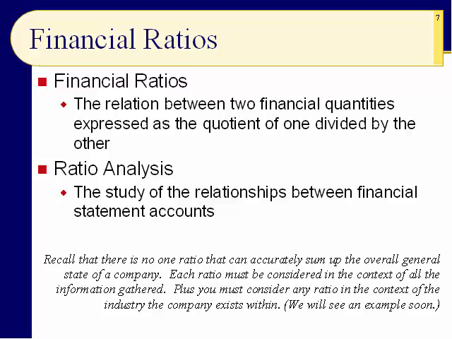And what we want to impress upon you is that there is no one ratio that can accurately sum up the overall general state of a company. Each ratio must be considered in the context of all the information gathered. Plus, you must also consider any ratio in the context of the industry the company exists within. In other words, you got to look at their competitors, okay? You can't just jump on one number, one ratio. And you'll hear people do that. Look at that PE. Well, tell me about everything else. PE, price to earnings ratio, is very important, but it's only one number.